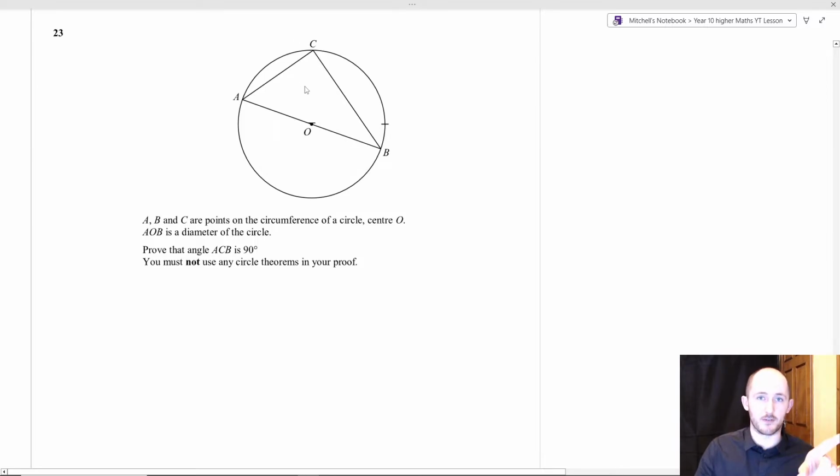That's the circle theorem, which is why they said you must not use any circle theorems. So here's the proof, okay? To be honest, I don't know if you would have been able to know this off the top of your head. I didn't, so here's how you do it.